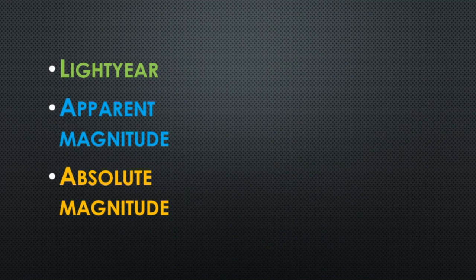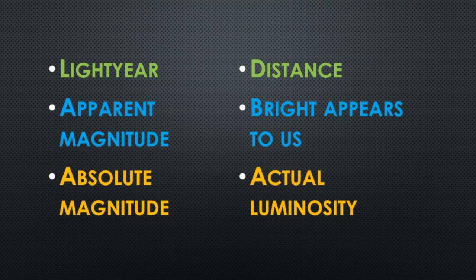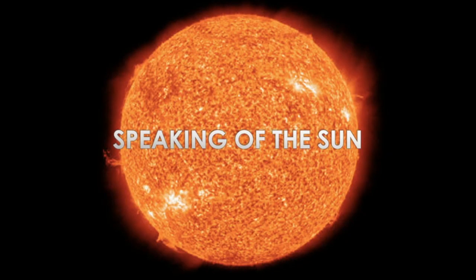Let's recap some key points. When we think of light year, let's remember that that is a distance, specifically the distance that light travels in a year. Apparent magnitude is how bright something appears to us, and absolute magnitude is the actual luminosity or actual brightness. Speaking of the sun, let's preview tonight's assignment.